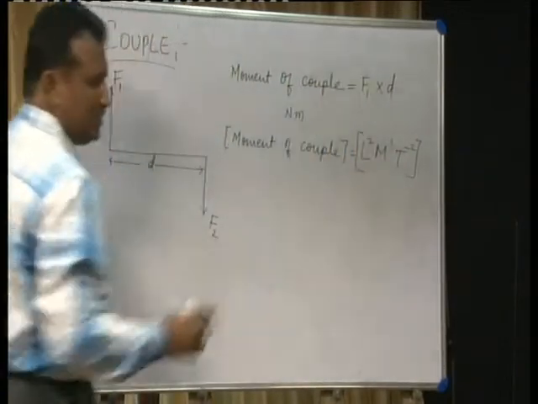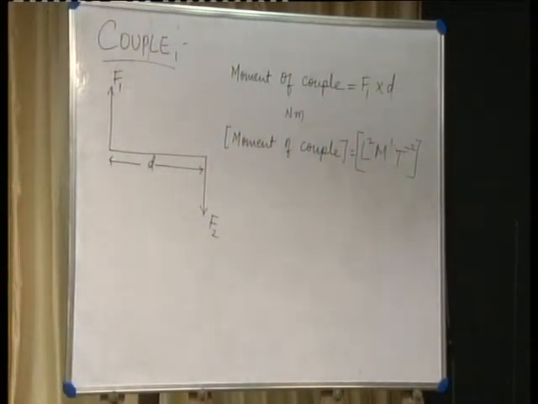Again, force is L1 M1 T^-2. So, length, distance is nothing but a length, L^2 M1 T^-2. So, the unit and dimensional equation of moment of couple and moment of force are one and the same. So, by the influence of a couple, the body is rotated.